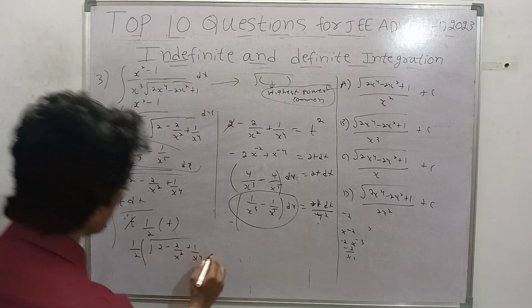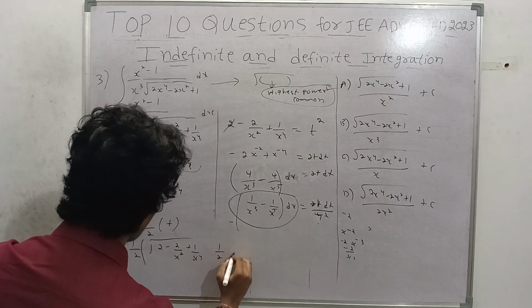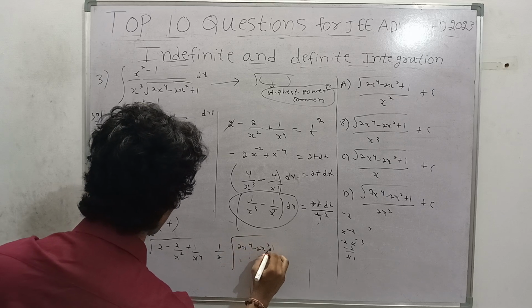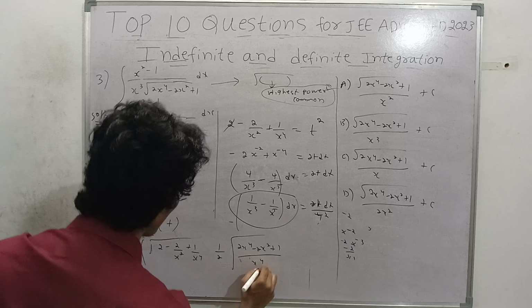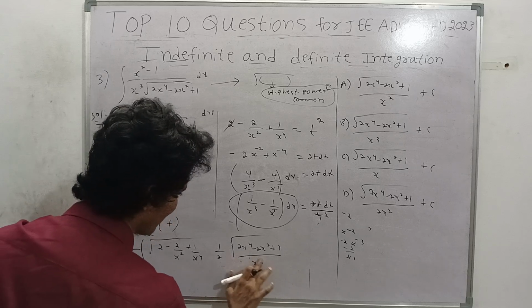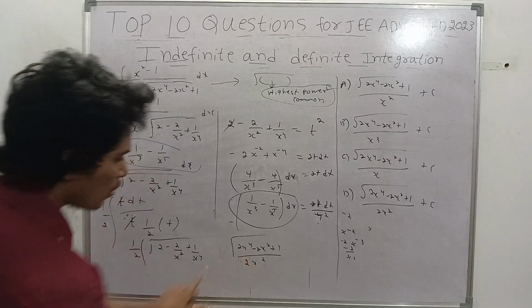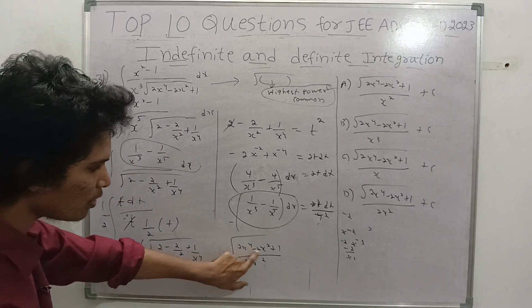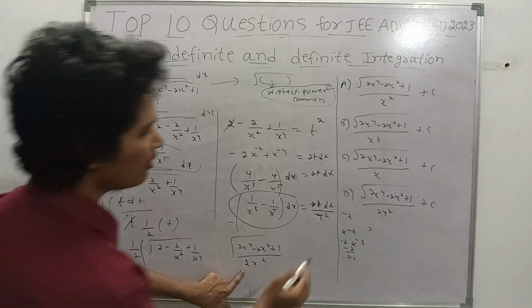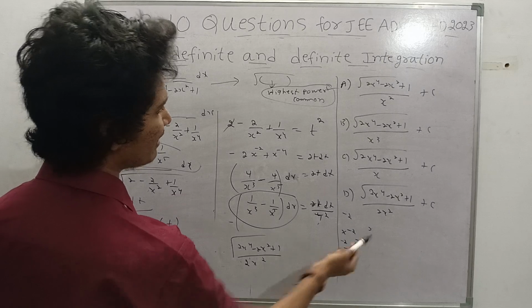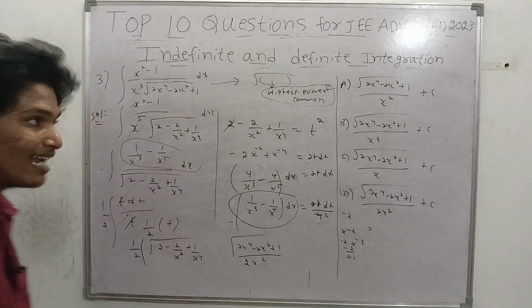If you take the LCM here, you will get half root of 2x power 4 minus 2x square plus 1 divided by x power 4, and under root of x power 4 is x square. So you will get under root of 2x power 4 minus 2x square plus 1 divided by 2x square. Where is the option? 2x power 4 minus 2x square plus 1 divided by 2x square. Yes, this is the correct option. Option D is correct.